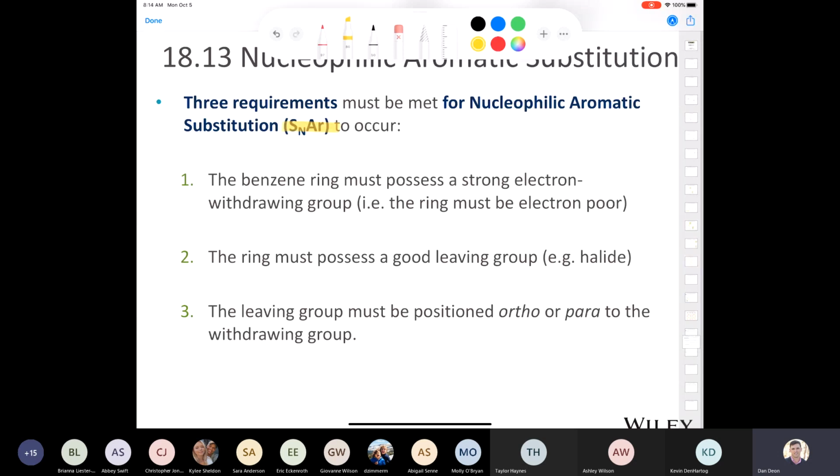Anyhow, what do we have? What requirements do we need for an SNAr reaction? First of all, the ring has to possess a strong electron withdrawing group. Now, normally it's a nitro group. I'll just say here for this class, we'll put usually NO2 like that.